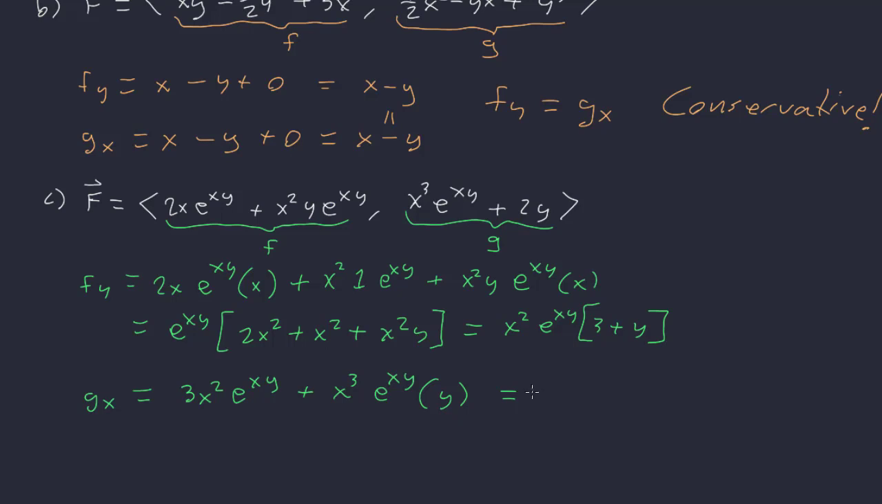Okay, so when this simplifies, again, we could take an x squared out. Okay, so we'll get x squared e to the xy, and we'll be left with a 3 plus xy. And I realized here, sorry about that, I missed an x here. This should have been x cubed, right, in this third piece. Sorry about that. So that should be an xy here. And there we go. My g sub x becomes x squared e to the xy, 3 plus xy. So these are the same. Therefore, this field is conservative.